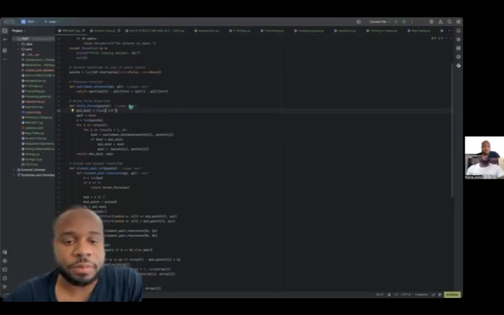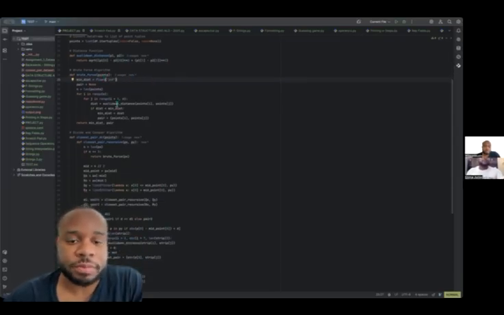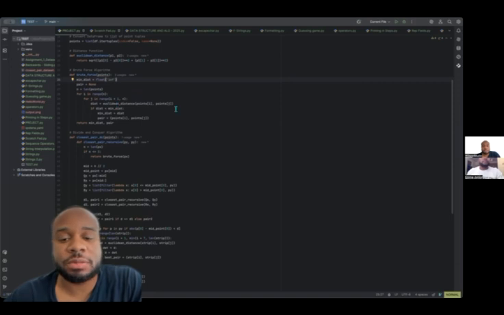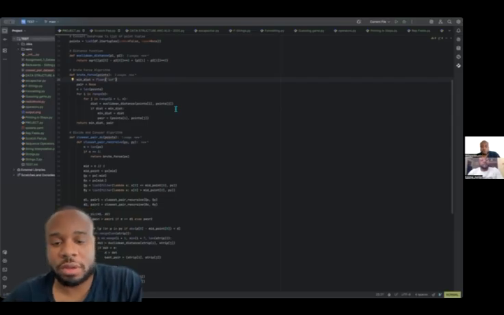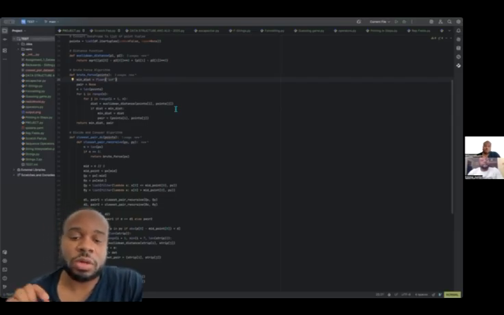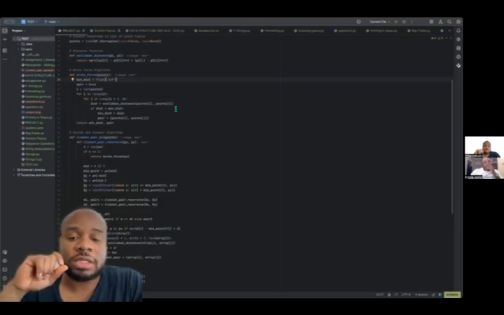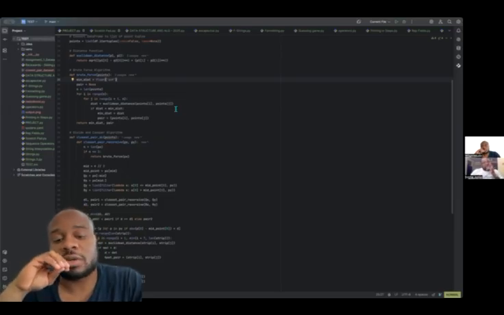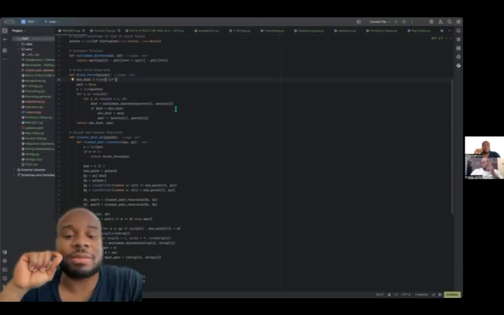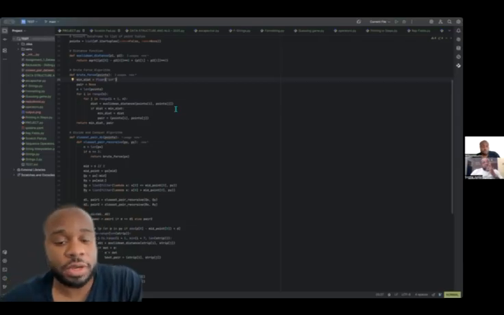For the brute force algorithm, we first implemented the brute force method. It compares every possible pair of points, calculates the distance, and keeps track of the smallest one found. Although it's simple to understand, it's very slow because it has a time complexity of big O n squared.